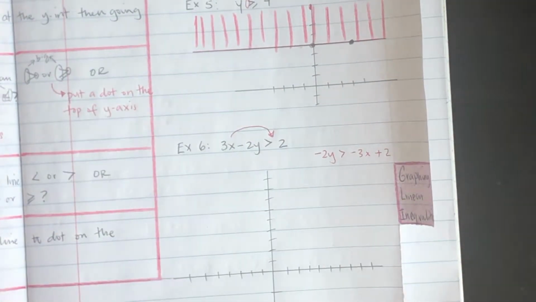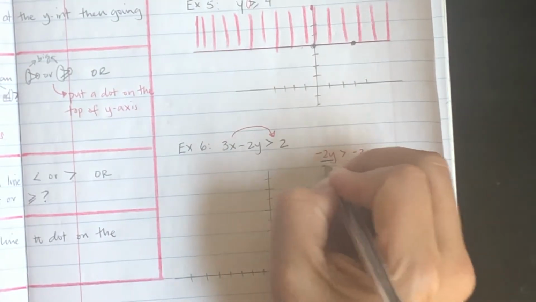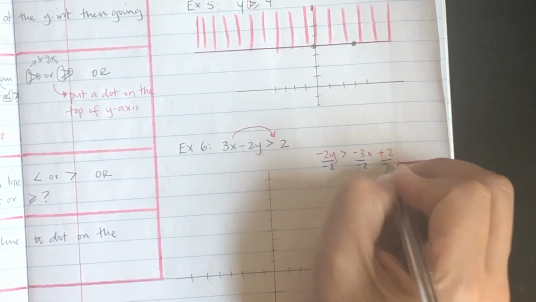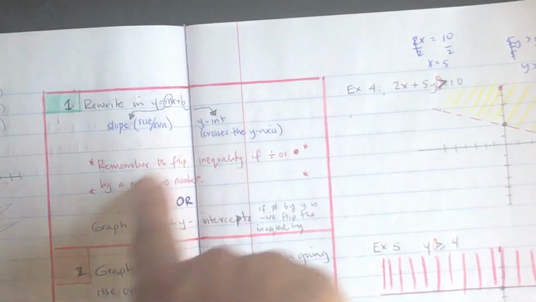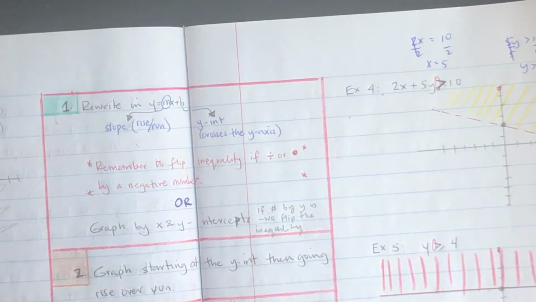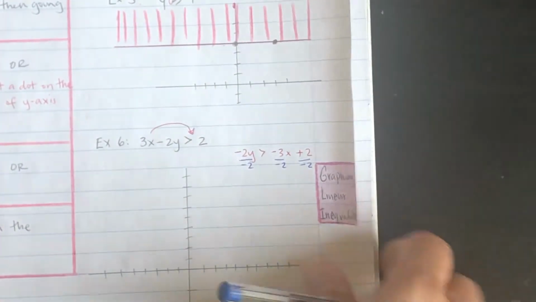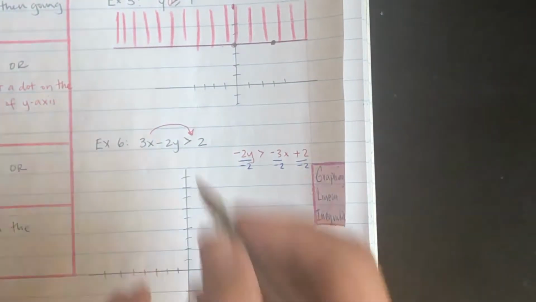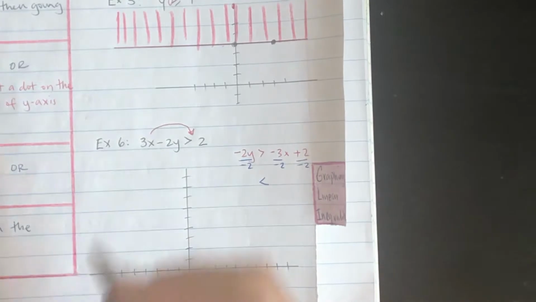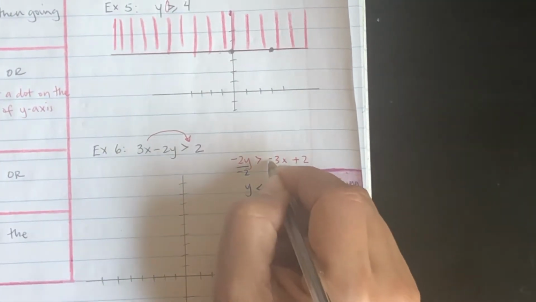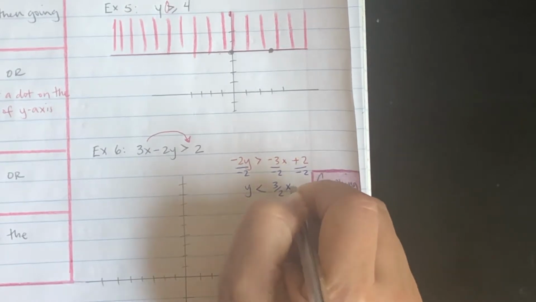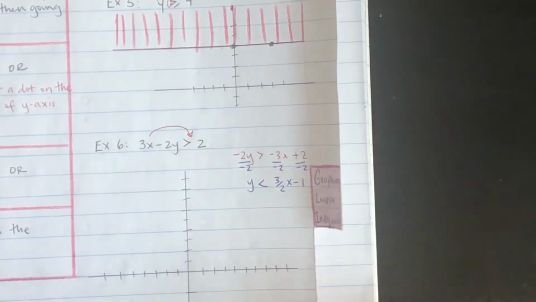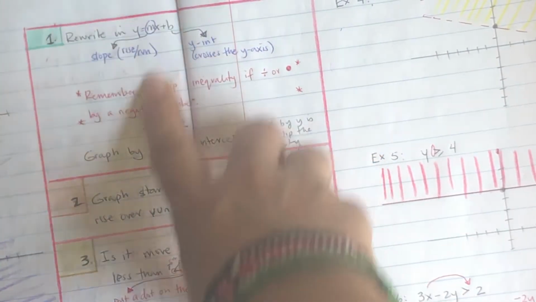And then what do I need to do now? Divide everything by negative 2. Now remember, you flip the inequality when you divide or multiply by a negative number, and I just did, so I need to make sure I flip it so it goes from greater than to less than. All right, so it's going to be y. Negative and negative is positive, so this is just going to be 3 over 2x. Positive and negative is negative. 2 divided by 2 is 1. All right, so I've rewritten it in y equals mx plus b.